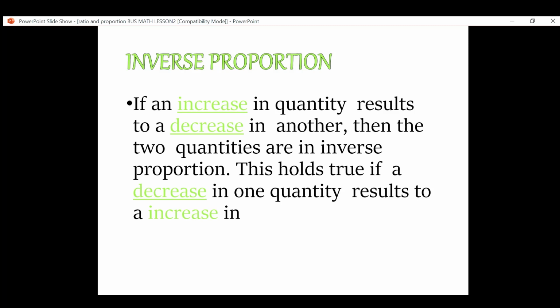Okay, so next is inverse proportion. If an increase in one quantity results in a decrease in another, then the two quantities are in inverse proportion. This holds true if a decrease in one quantity results in an increase in another quantity.